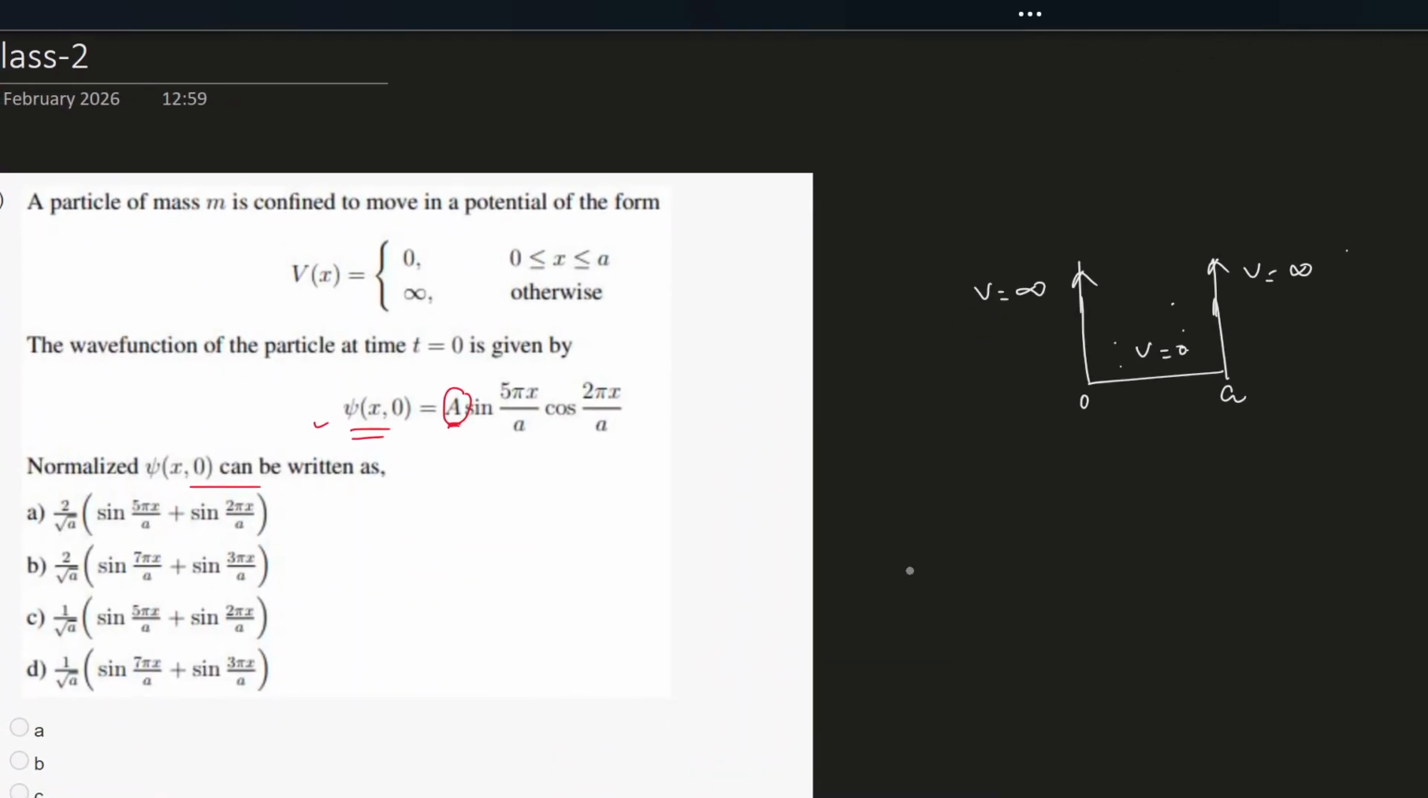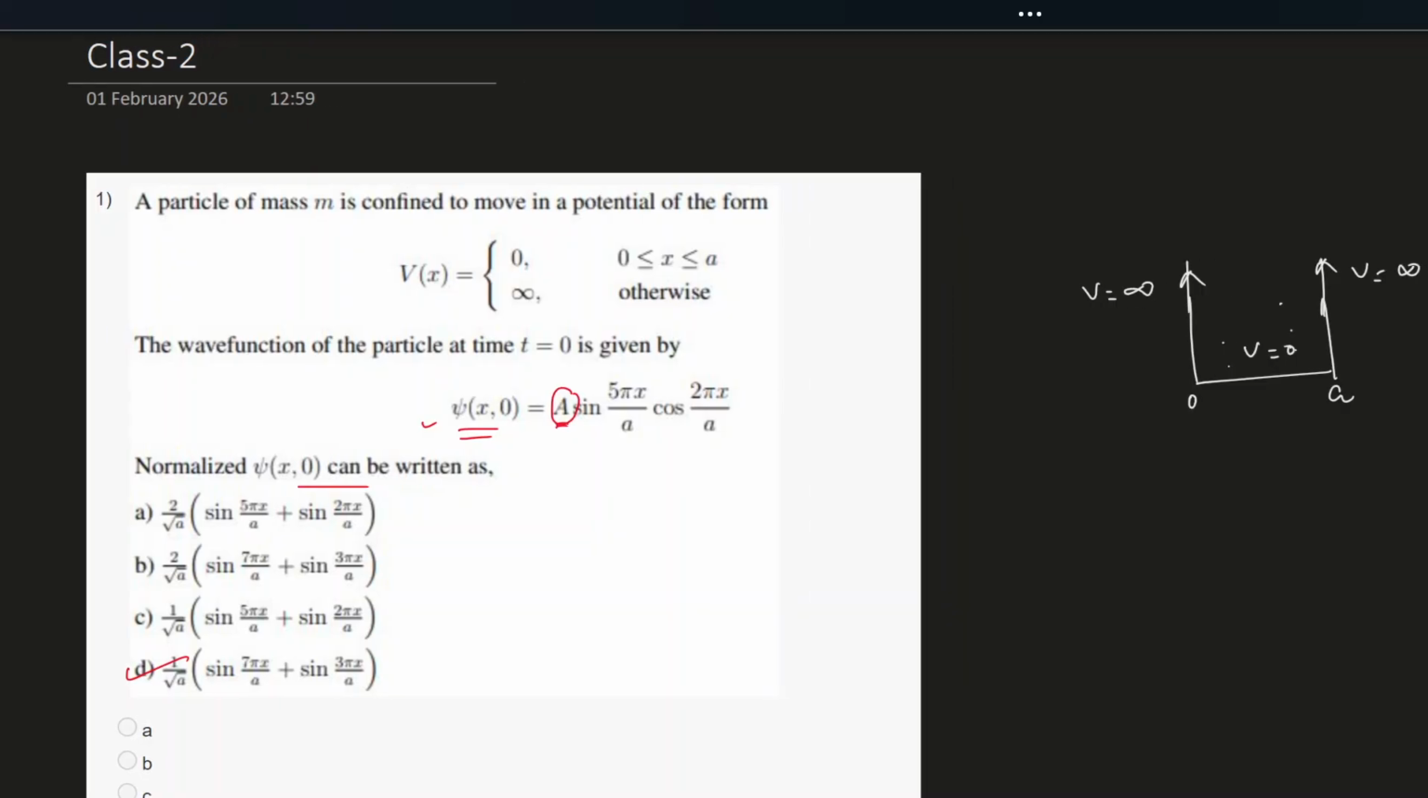So hopefully you have gotten the answer out of these options. So you can see our answer is this one. This is the correct answer.